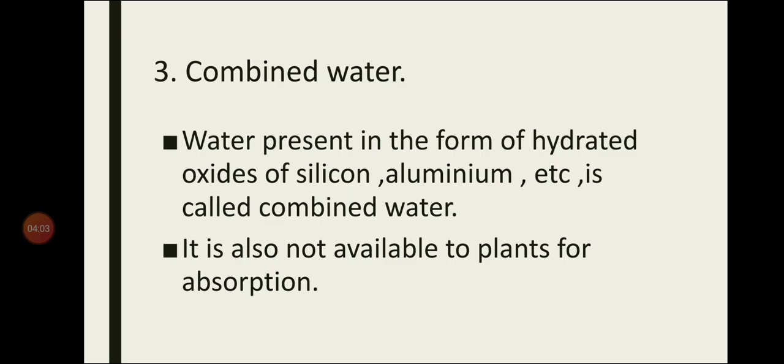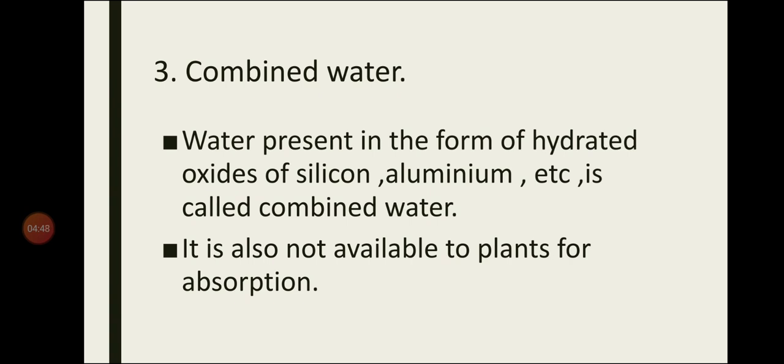Third is combined water. Combined water means the water that is present in the form of hydrated oxides of silicon, aluminium, etc. That means the water is present in the form of a mixture, a combination of hydrated oxides of silicon, aluminium, etc. Such water is called combined water. Since it is present in the form of a combination, this type of water is also not available to plants for absorption.